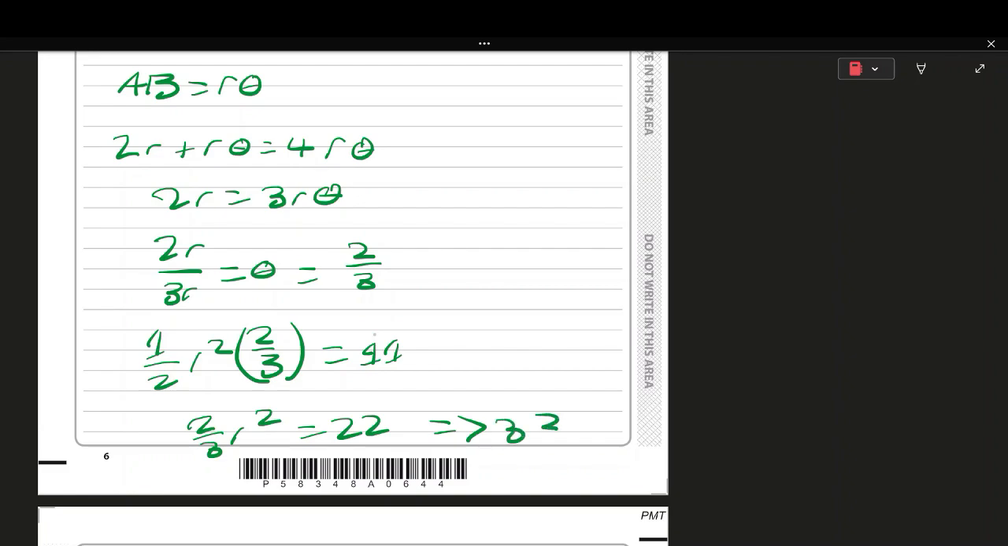And then if you divide by 2 over 3, you will get 33 is equal to r squared. So r is equal to root 33. And that is question 3 done.